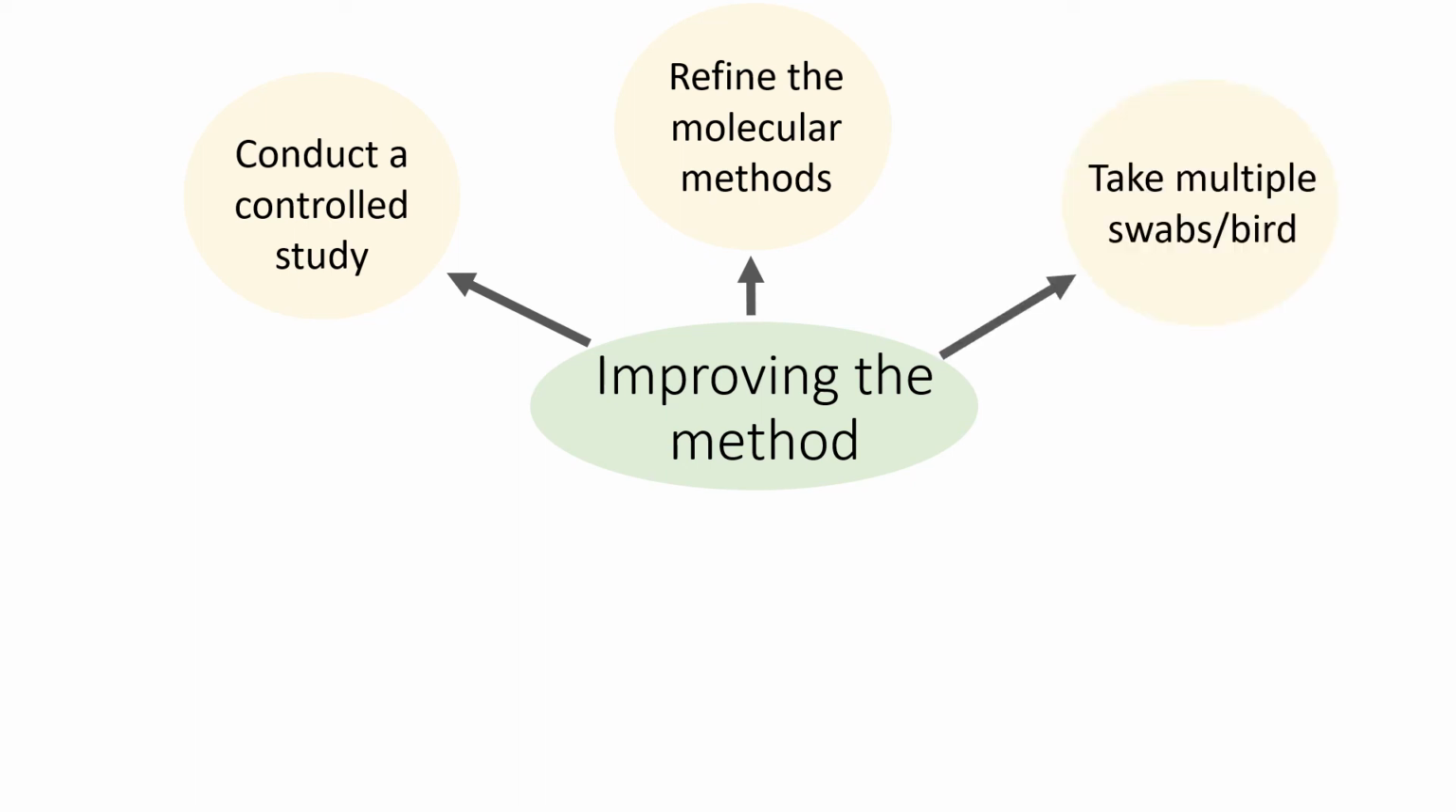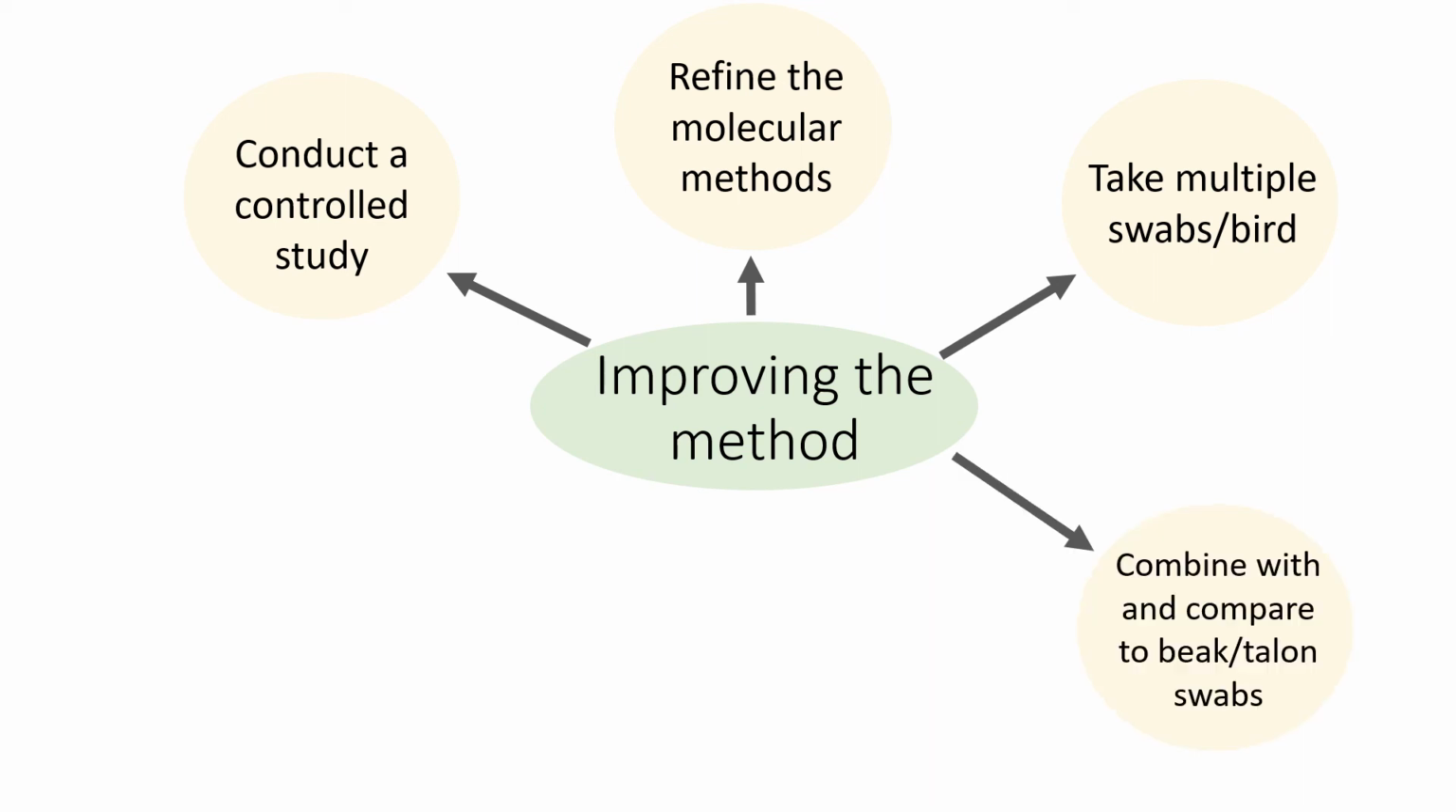Next, we could try things like taking multiple swabs from a single bird and seeing if that provides more DNA. We could also try things like swabbing other parts of a raptor, like the beak, mouth, or talons, and comparing those to cloacal swabs. More research on the feeding frequency of different species of raptors would be helpful because it would help us to know which species are more likely to have prey detections.